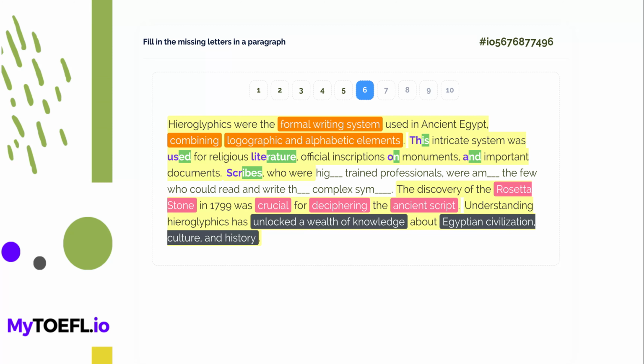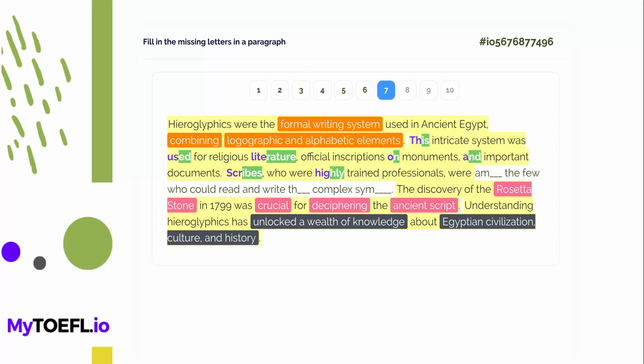We are now at the seventh blank. Scribes, who were highly trained professionals, were blank trained professionals. The question provides the letters H, I, and G and contains three spaces. Here we have the adjective trained modifying professionals. We need an adverb to modify trained to show the extent or degree of their training. The word starting with the provided letters that means to a high degree is highly.